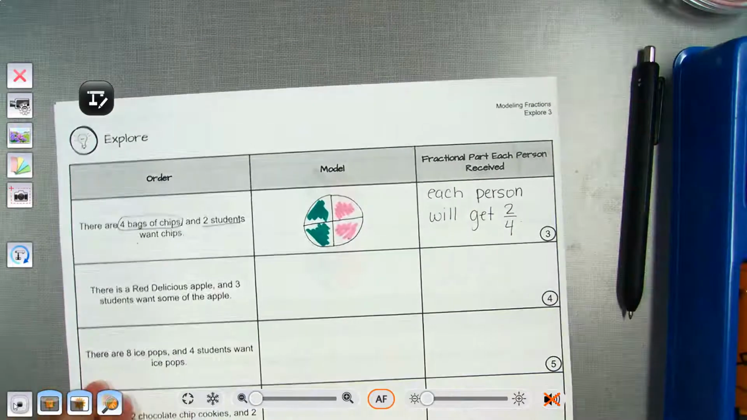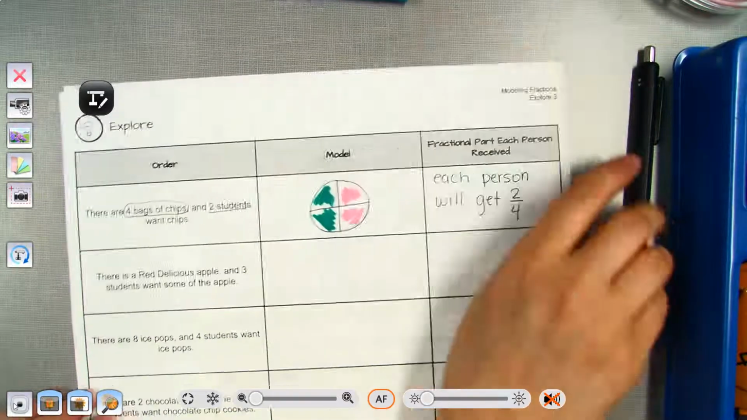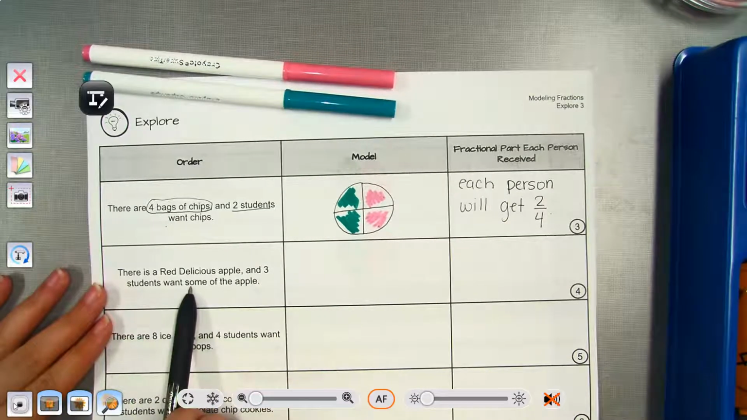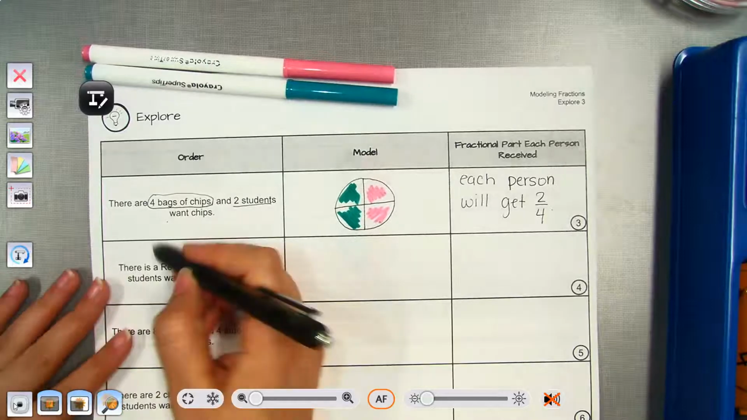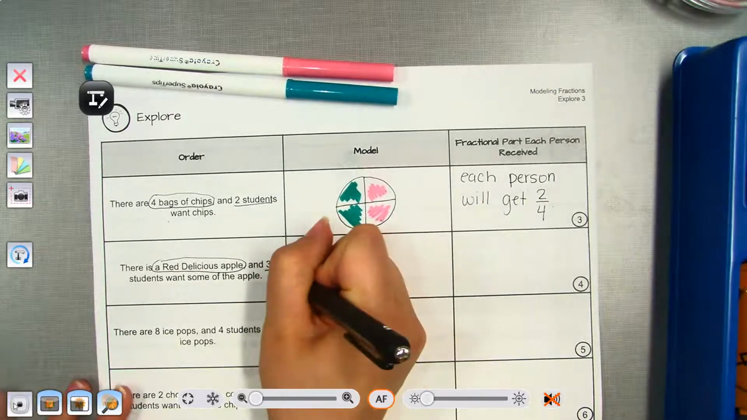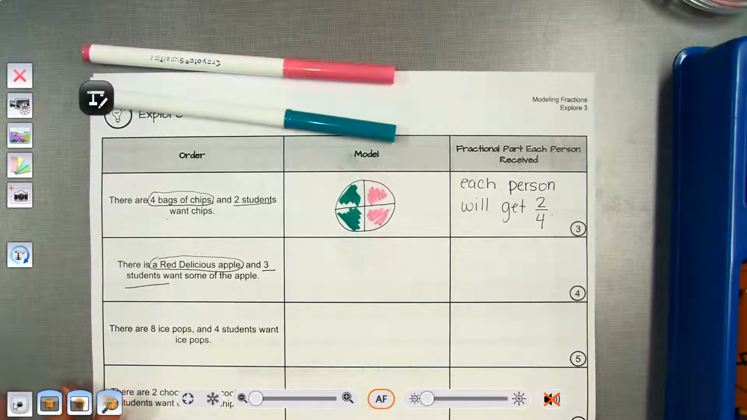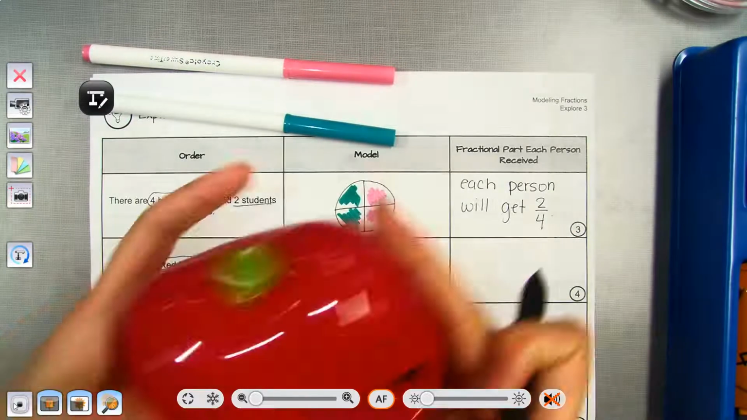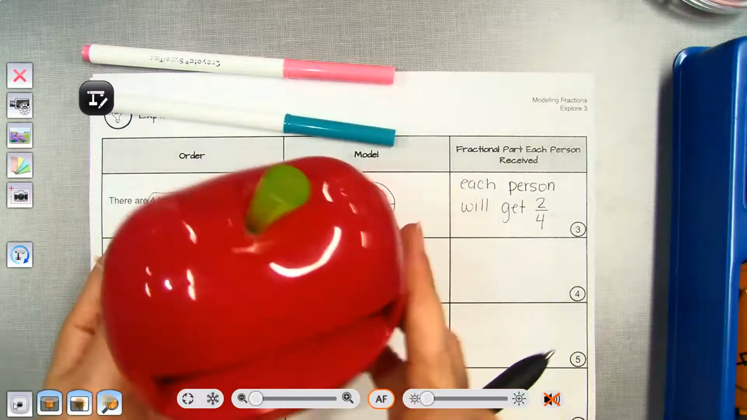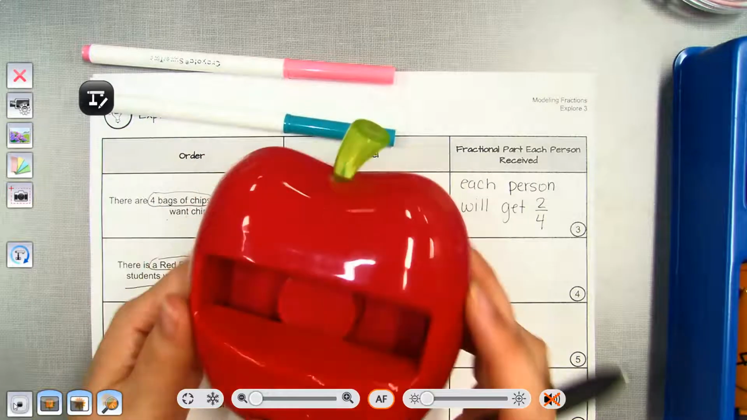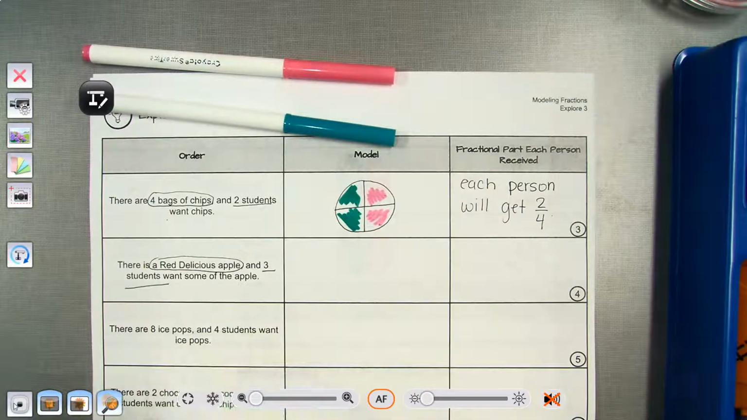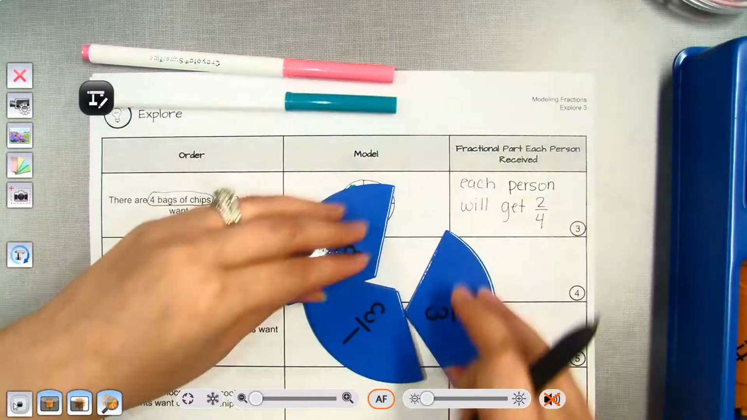Let's look at this next one. This next one is going to make you think a little bit. There is a red delicious apple, and 3 students want some of the apple. So they're going to take this delicious red apple, and 3 students want to share it. So think about an apple. It already comes in a whole. If 3 people are going to eat it, how do I need to divide this? Into 3. So that means you need your fraction circle of 3.